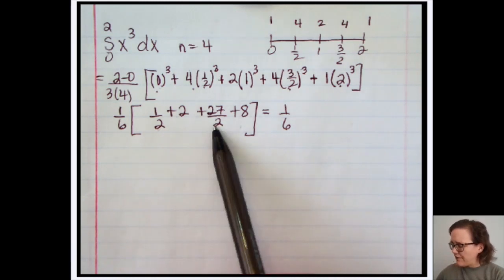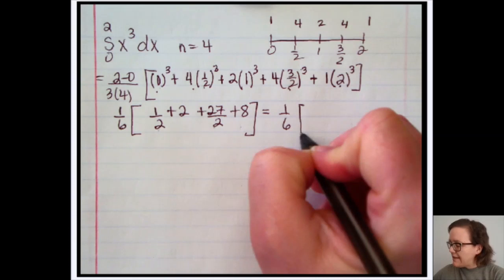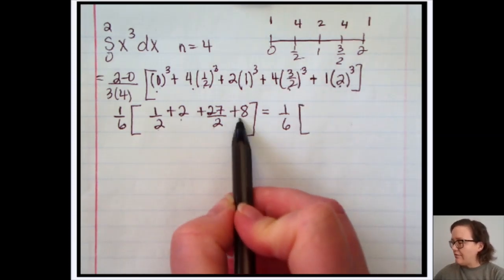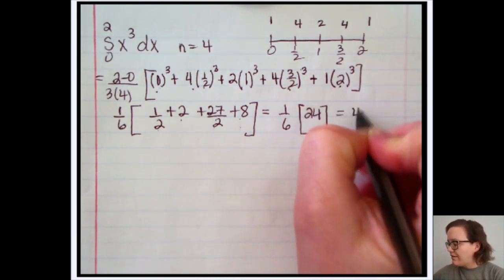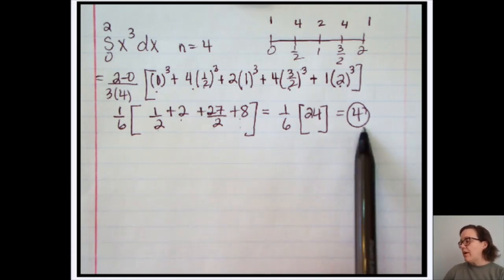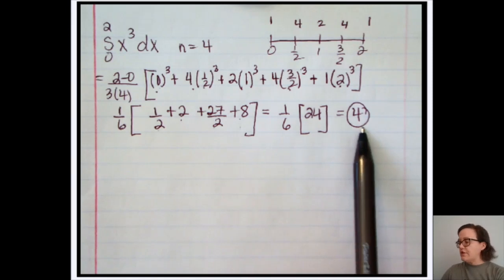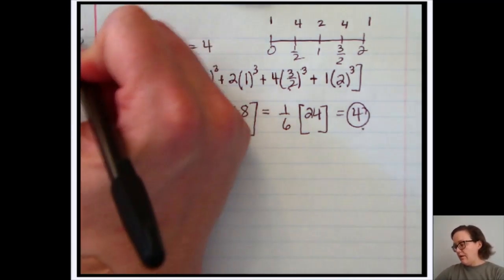A half plus 27 halves would be 28 halves, which is 14. This would make 16. This would make 8, or 8 plus 16 is 24. So 24 times a sixth is 4. Okay, which actually ends up being what the answer actually is. Okay, so sometimes we do have functions that make it really nice and we get exactly what we would have.